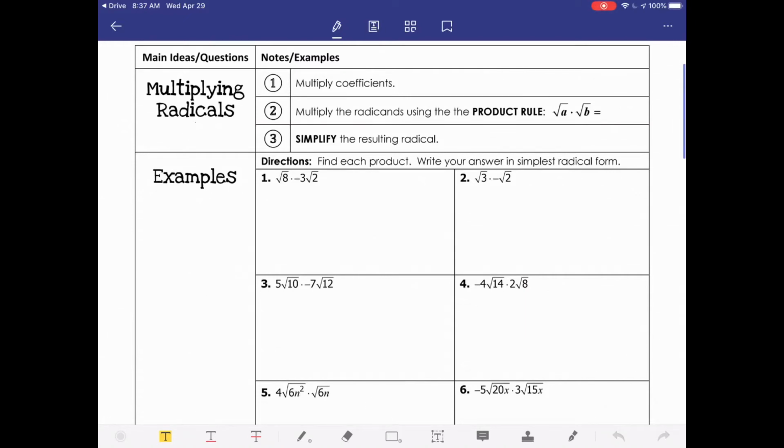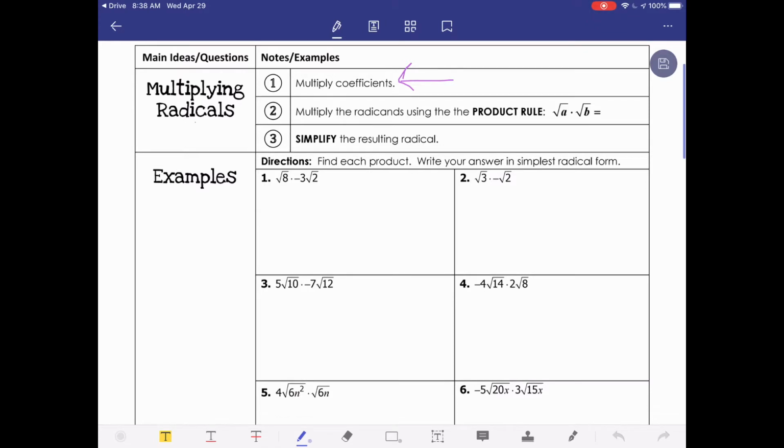Today we're going to be continuing on working with radicals, but we are going to start with multiplying them. There are going to be 3 steps when you are multiplying radicals. So step 1, we're going to multiply our coefficients. Coefficients are the numbers in front of the radical.